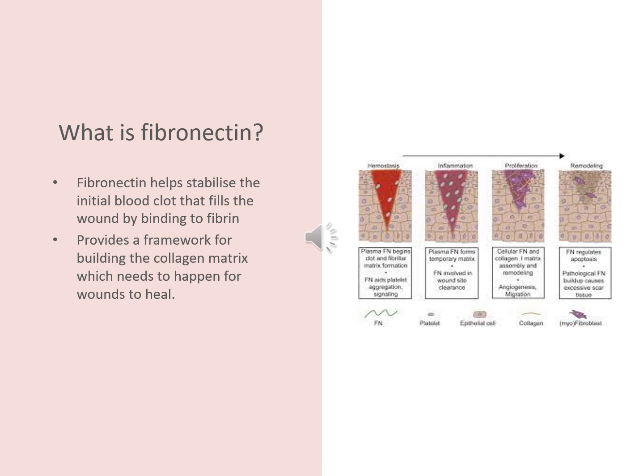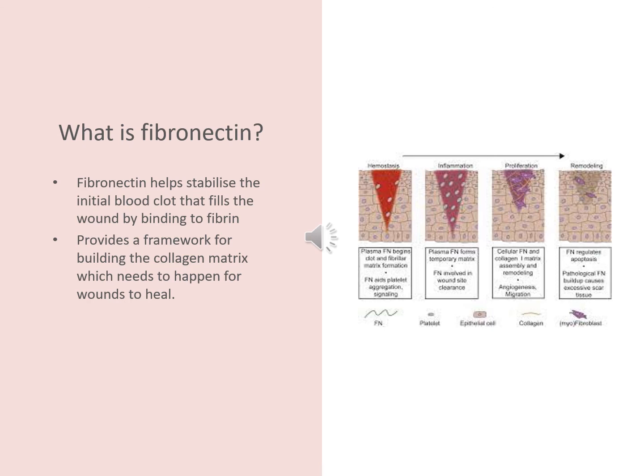So the fibronectin comes along to the initial blood clot that fills in the wound, and it binds to fibrin that's there in our skin to stop the bleeding. But it's also important because it gives a framework for the collagen matrix to be built. And that has to happen for wounds to heal properly. So again, if you want to prolong your wound healing, then pick away at your scabs.